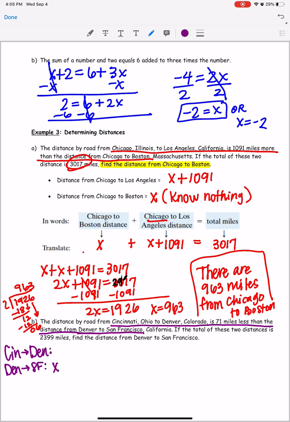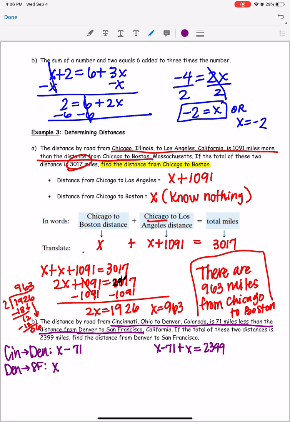So this is my x. So if my distance from Cincinnati to Denver is 71 miles less than this distance here, whatever that distance is, we're going to take 71 away from it. So, same concept. Distance plus distance equals your total miles. So, x minus 71 plus this distance here of x equals my total miles of 23.99.